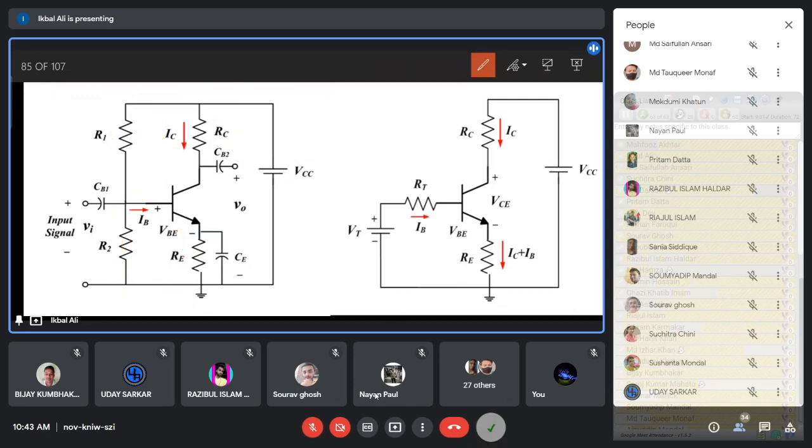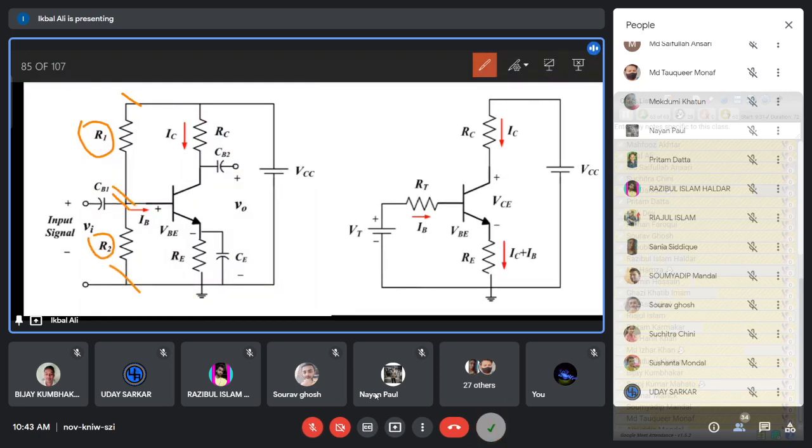So the construction, I hope that you have understood how it is compared to the other two circuits. Instead of a single RB resistance, you now have two resistances connected in this way. R1 is connected between VCC and the base, and R2 is connected between the base and the ground. These two resistors simultaneously supply the DC base current IB. So this is the voltage divider biasing arrangement. These two resistances R1, R2 give the base bias.